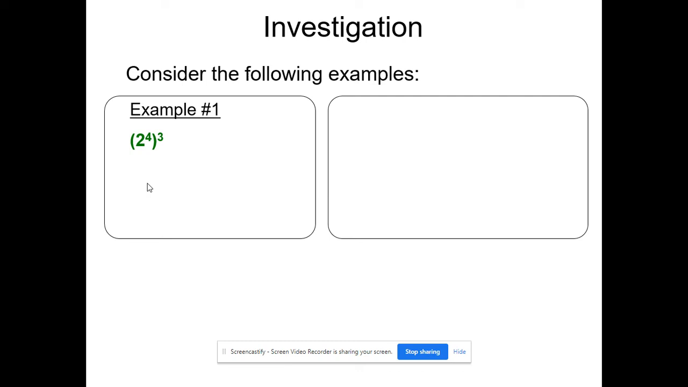So the outside power of 3 means that 2 to the power of 4 is getting repeated or multiplied 3 times. So this is the same as 2 to the power of 4 times 2 to the power of 4 times 2 to the power of 4. We learned that when you multiply things with the same base, you leave the base the same and you can add the exponents. So I added 4 plus 4 plus 4. So I have 2 to the power of 4 plus 4 plus 4. And 4 plus 4 plus 4 is 12. So my final answer here is 2 to the power of 12.